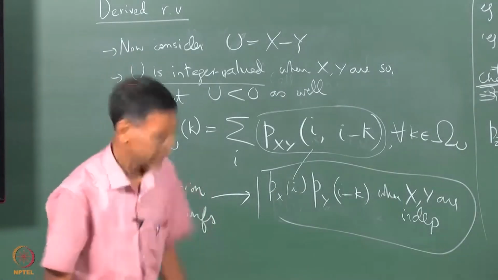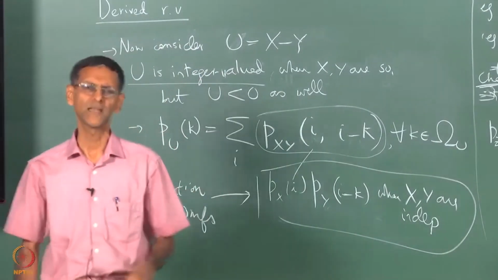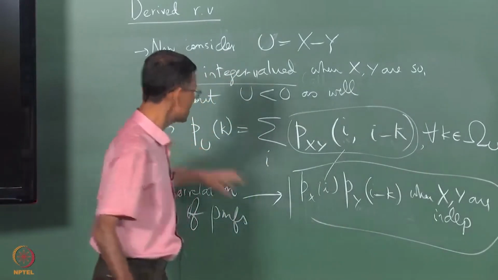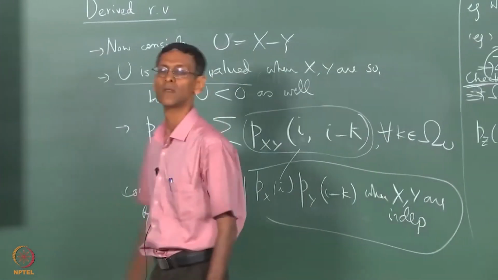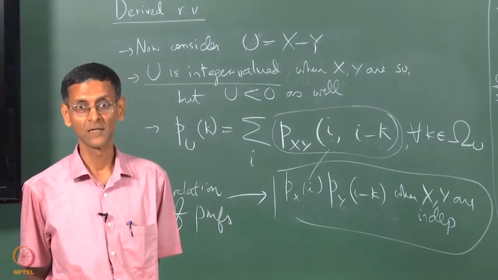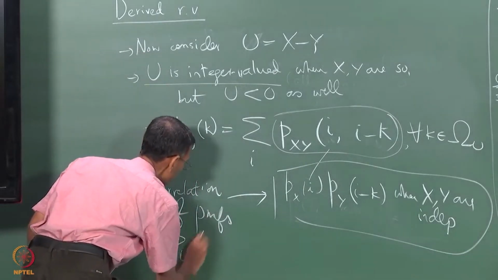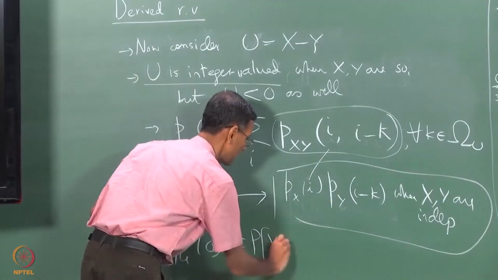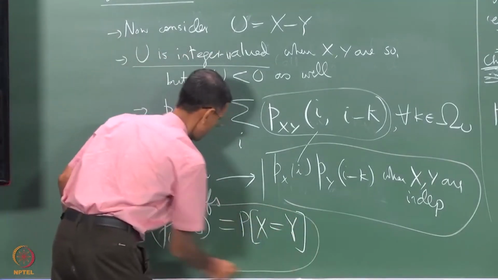Okay, I am not going to work through this kind of manipulation, it is best left to a homework exercise. I am not going to do any example here. Just want to point out one thing though, what is pU of 0? pU of 0 has some significance. It is basically identical to the probability that X equals Y. These two events, U equal to 0 and X equal to Y, are no different.